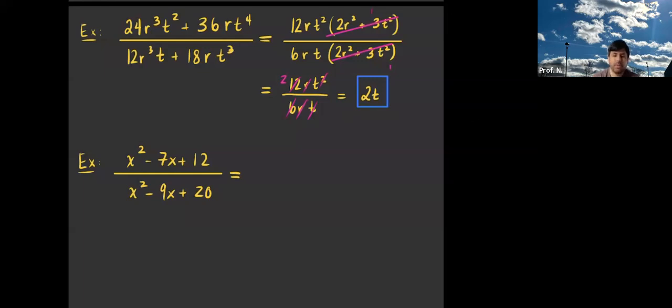So what multiplies to 12, positive, but adds to negative 7? What multiplies a positive 20, but when you add it, gives me negative 9? This should be quick, right? So Jalen, that's right. The numerator will be x minus 4, x minus 3. That's the numerator. And what would be the denominator?